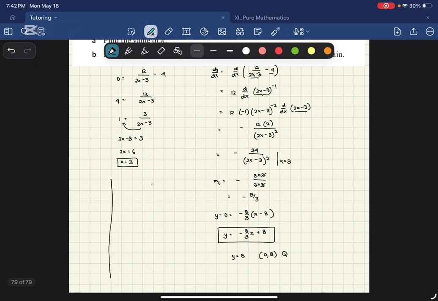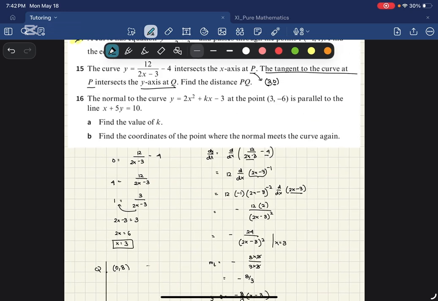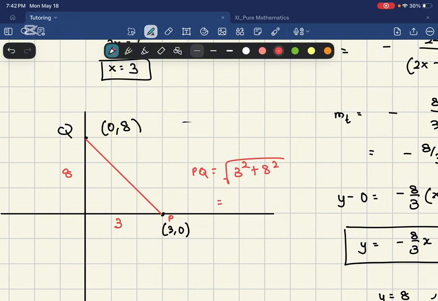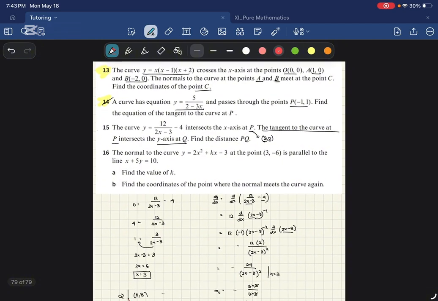So now let's plot these 2 points. So 0, 8 is point Q, and point P is 3, 0. And we want to find this distance. Well, that is just the Pythagorean theorem. This is 3, this is 8. So the length PQ is going to be the square root of 3 squared plus 8 squared. C squared is just a squared plus b squared, right? So C is the square root of a squared plus b squared. So that is just using the Pythagorean theorem. We just get square root of 73. That is PQ, and we are done.